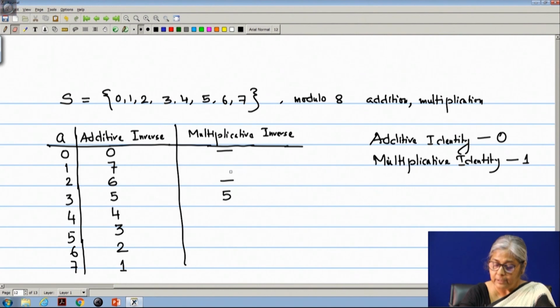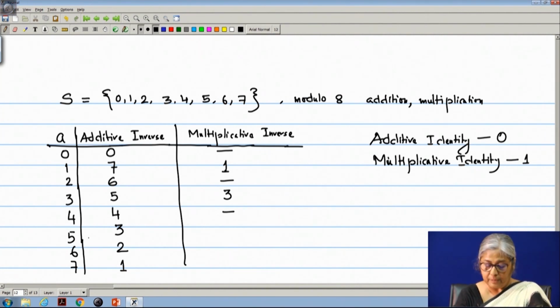So, we are taking the multiplicative inverse of 1; we have made some mistake. The multiplicative inverse of 1 is 1 only, 1 into 1 modulo 8. For 2 it does not exist, for 3 it is 3 only, then for 4 it does not exist. For 5 it is 5 only, for 6 there is no multiplicative inverse, and for 7 the multiplicative inverse is 7.